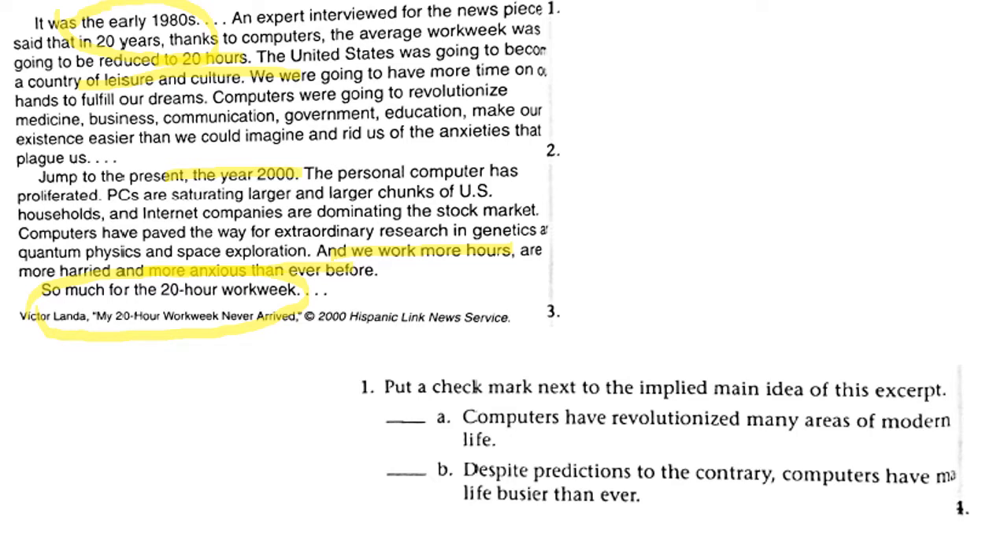So it's linking back to what was said at the beginning. At the beginning, it said that in the future, life will become more easy. At the end, it says they were wrong. So it's about a prediction in the 1980s that was wrong and how people are busier than ever before. So answer B is the main idea of the excerpt.